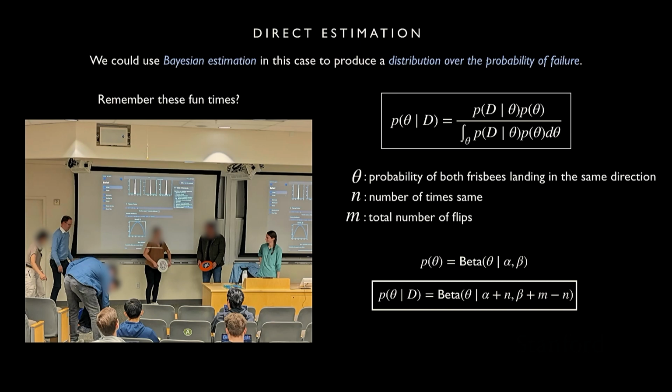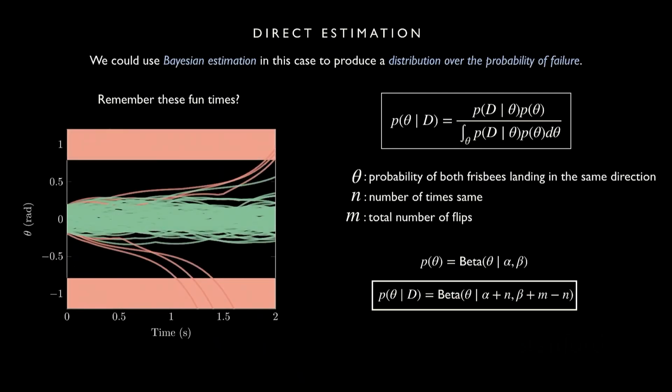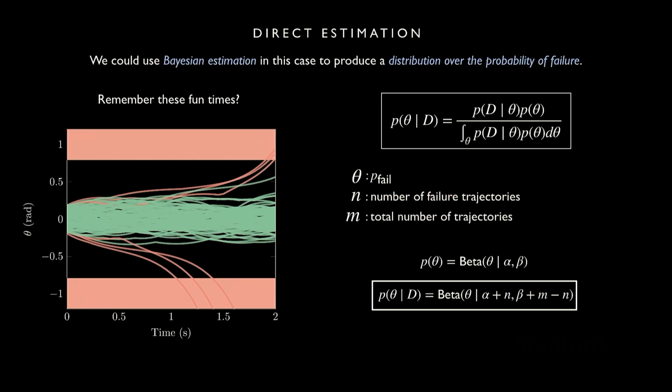So all we're going to do is reformat this for our probability of failure estimation. Instead of collecting a bunch of data by flipping frisbees, we're going to do a bunch of rollouts of our system. Now our theta, instead of being the probability of the frisbees landing in the same direction, is just our probability of failure. N will be the number of failure trajectories we get in our rollouts, and m will be the total number of trajectories that we simulate. Okay, so let's see how that looks.